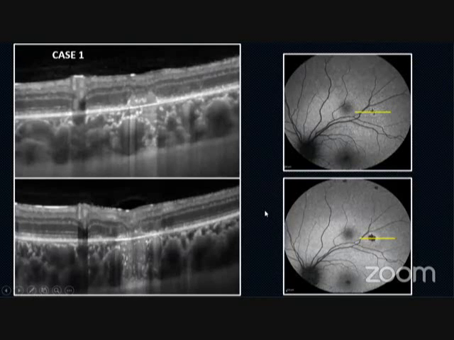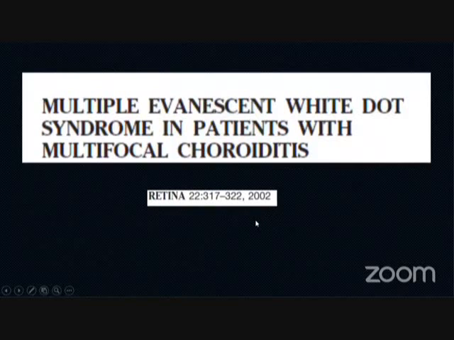And there seems to be the simultaneous occurrence of MEWDS with multifocal choroiditis. And so when you have a patient with MEWDS, and we all know it's a self-limiting condition that will go without treatment, be careful to watch out for your patient, because occasionally these patients may start to develop a multifocal choroiditis that actually can be vision depleting.